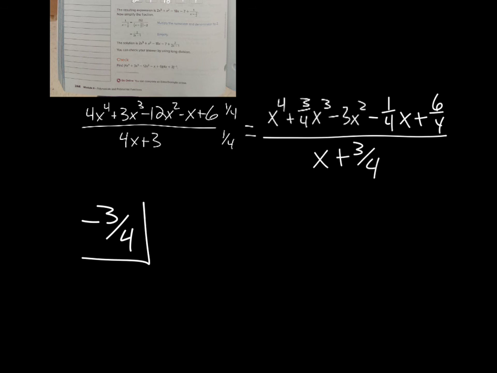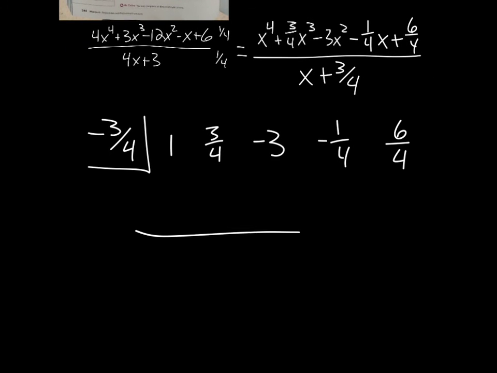All right, so now we're just grabbing coefficients: 1, 3/4, negative 3, negative 1/4, and 6/4. You do need to give yourself a little bit of room because you're going to put stuff in there. But now it's just adding and multiplying, adding and multiplying. Add 1. 1 times negative 3/4 is negative 3/4. Oh look, it cancels to 0 because we're adding. Now we multiply and get another 0. Now we add and get negative 3. Now we multiply again.